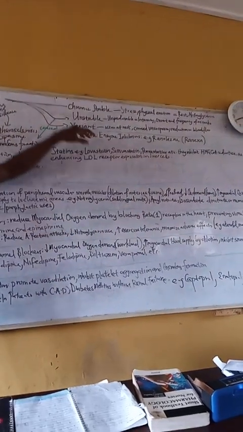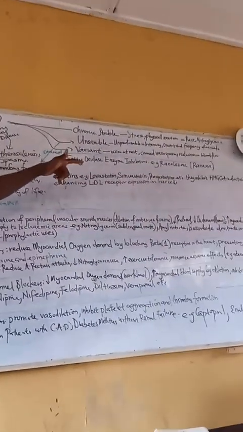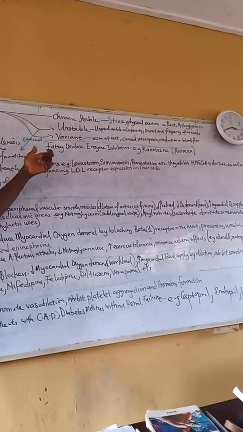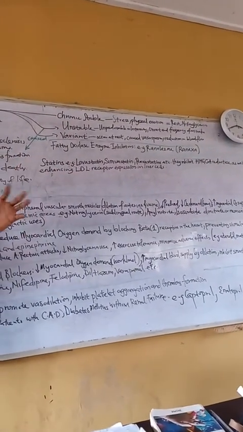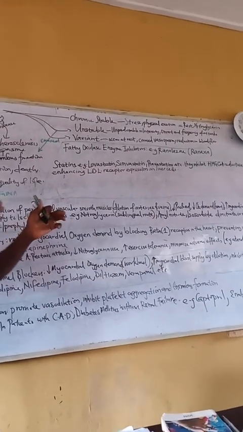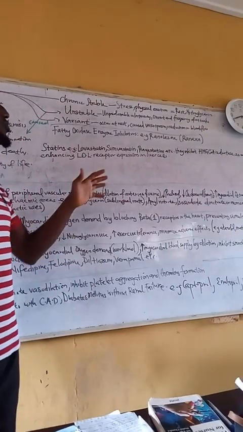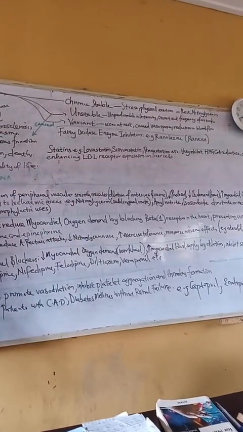Now, we have the fatty acid oxidase enzyme inhibitor, e.g. ranolazine. This drug inhibits this enzyme. By inhibiting this enzyme, it modulates fat metabolism in ischemic areas and also helps to reduce the workload of the heart.